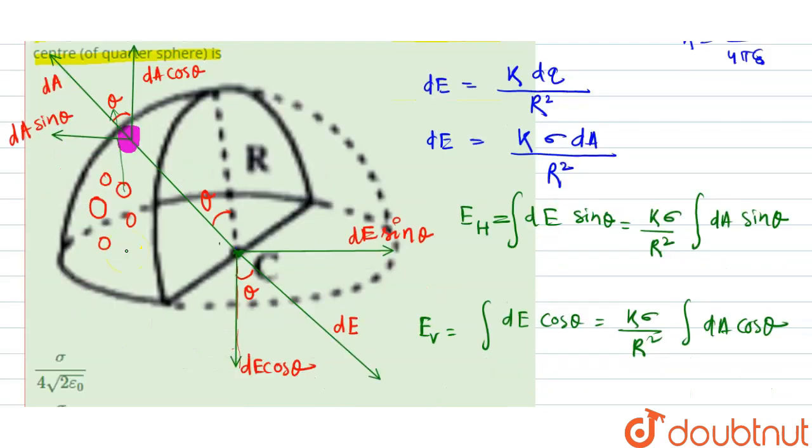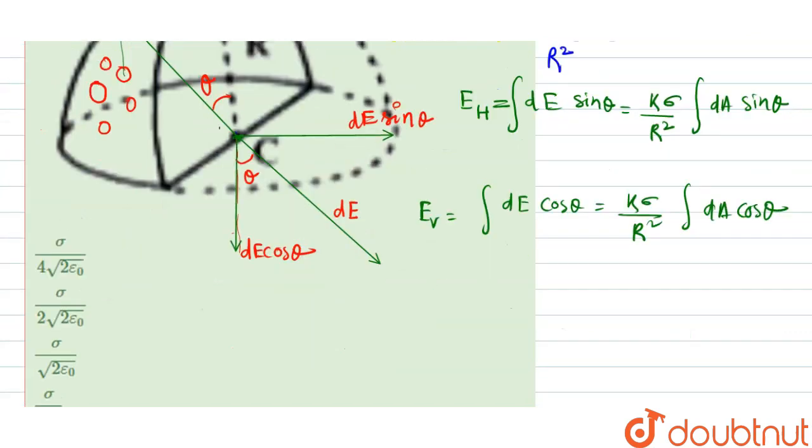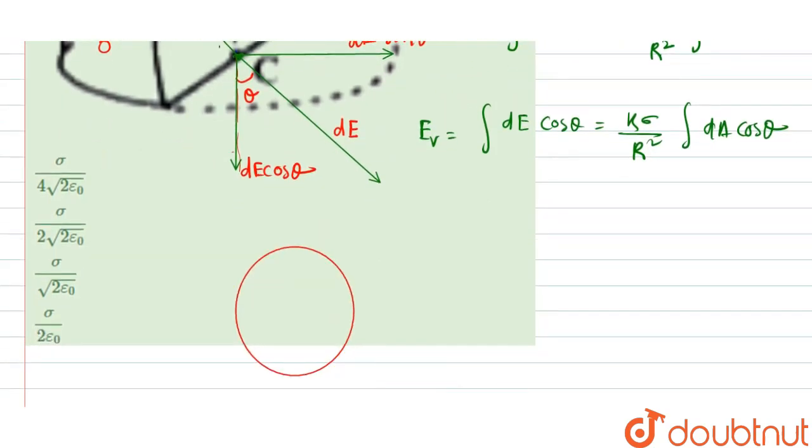If we look at this area element from the top, it will look like a semicircle, right? If we look at this area element from the top, it will look like a semicircle this way, and that semicircle would have the radius r.